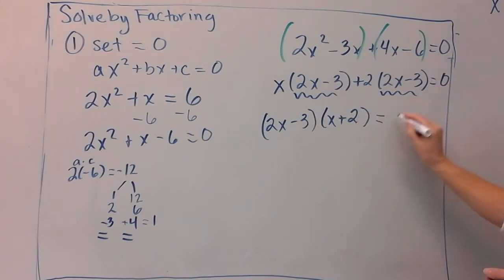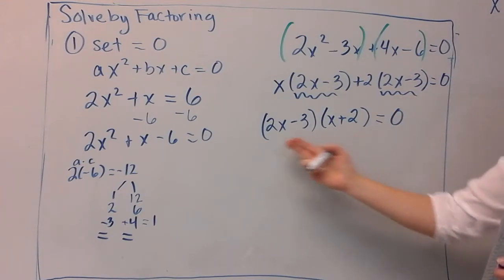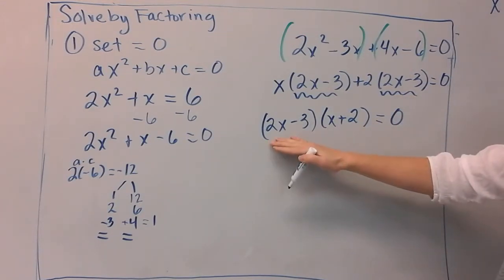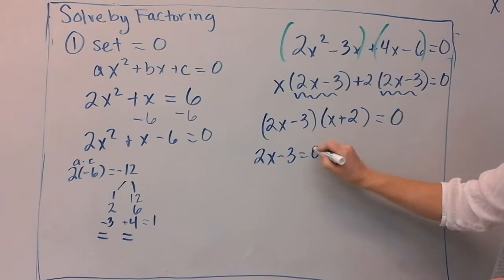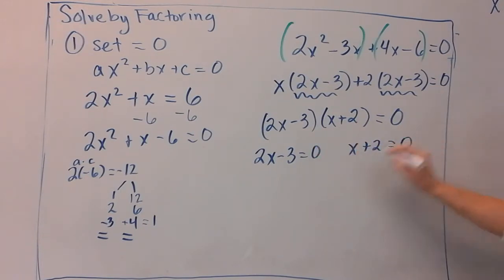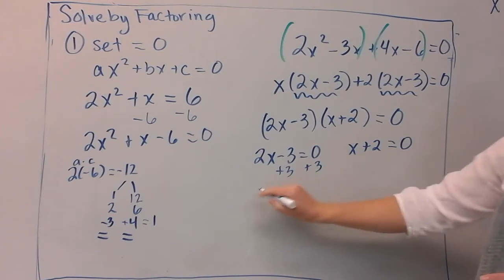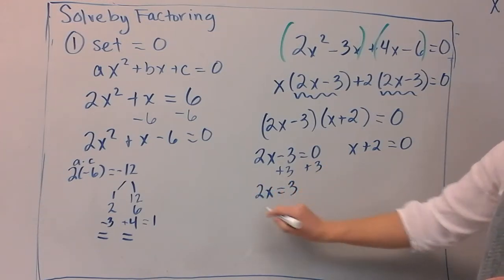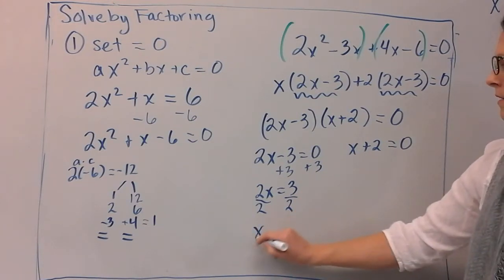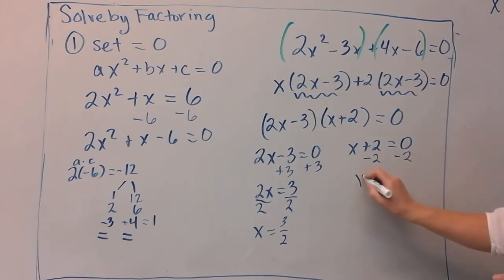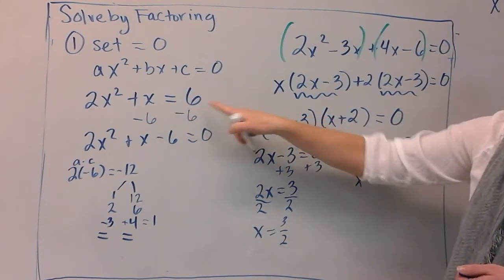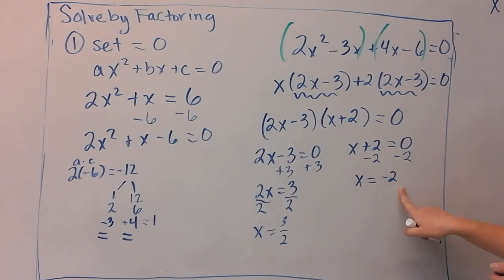This was equal to 0, this is still equal to 0. So now I have my two factors, and I'm going to use the zero product property. This has to be equal to 0, this has to be equal to 0, and I solve for x. 2x minus 3 equals 0, x plus 2 equals 0. Add 3 to both sides. 2x equals 3, divided by 2. X equals 3 halves, and we love fractions, so we're just going to leave it as x equals 3 halves. And then this one, I'm going to subtract 2 from both sides. X equals negative 2. So my two solutions from 2x squared plus x equals 6 are x equals 3 halves and x equals negative 2.